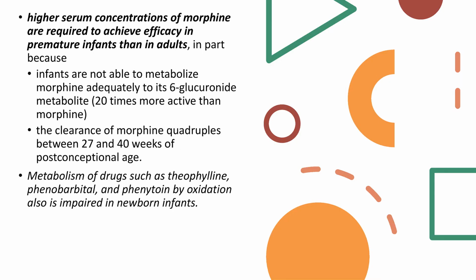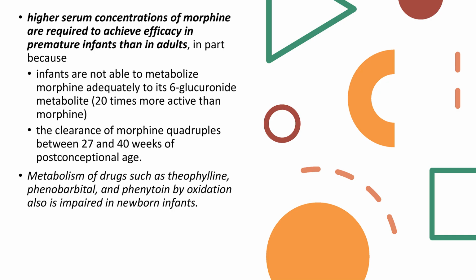Higher serum concentrations of morphine are often required to achieve therapeutic efficacy in premature infants compared with adults. This is partly because infants have an immature capacity to metabolize morphine into its 6-glucuronide metabolite, which is approximately 20 times more potent than morphine itself. Additionally, morphine clearance increases significantly with age, quadrupling between 27 and 40 weeks of post-conceptional age.